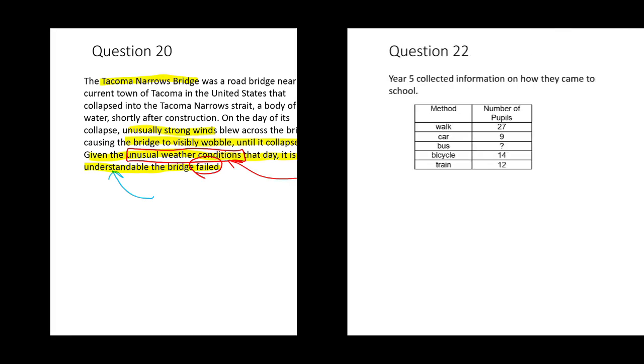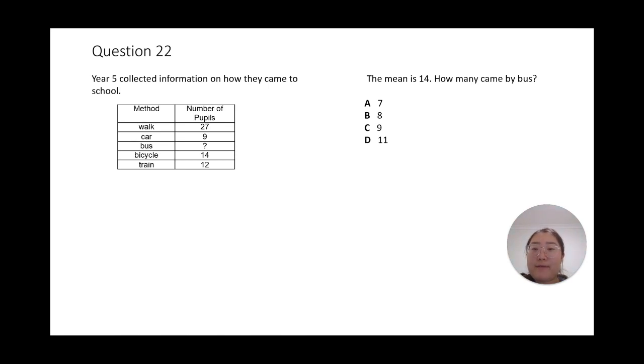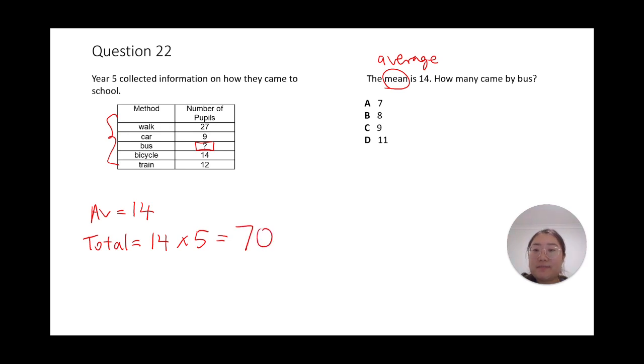Okay. Question 22. We have 5 methods of how the Year 5 students came to school. We are missing the bus number. The mean, that means average, of the 5 methods is 14. So then we figure out how many came by bus. If the average is 14, okay, what will the total be? Remember, average is just the total divided by the number of methods. We have 5 methods, so working backwards, the total will be 14 times 5. And when you work that out, that would be 70.